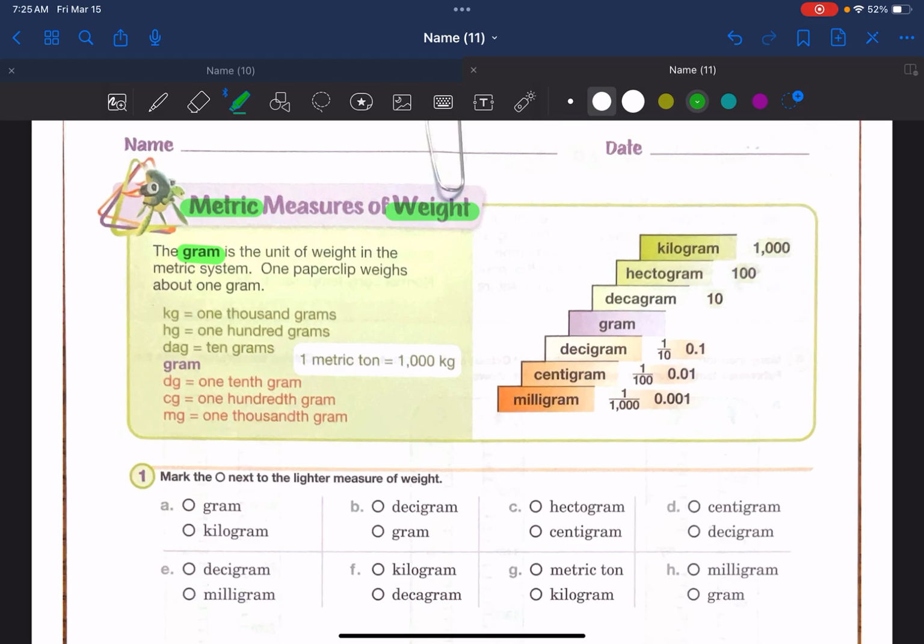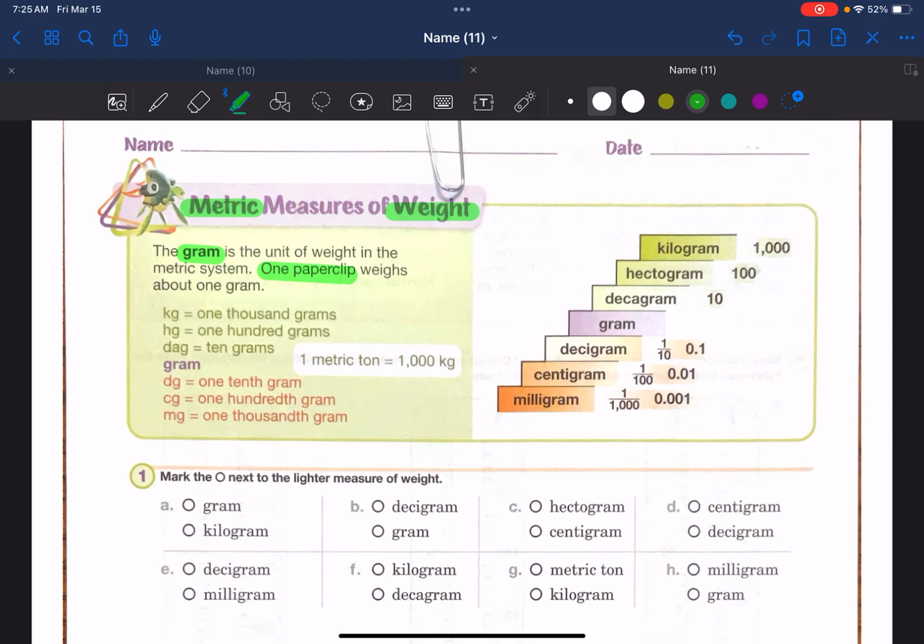In our standard American version, we use pounds. In the metric system, it is grams. And grams are pretty small, okay? So, for example, one paper clip weighs about a gram. So, a gram is not the same as a pound.